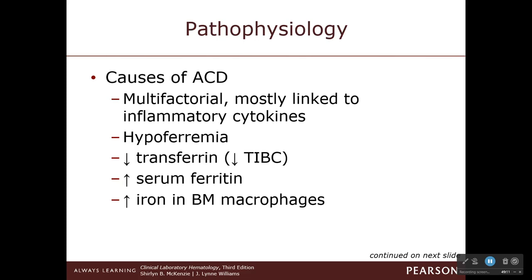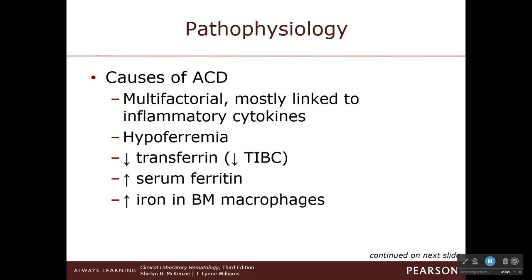So causes of ACD are multifactorial, mostly linked to inflammatory cytokines. You remember those acute, what do we call them? Acute phase reactants. We were talking about the other day. I made you the little protein electrophoresis chart. We talked about the alpha 1, alpha 2, betas, and the gammas. Alpha 1, alpha 2, and beta are really your acute phase reactants. And so that causes a lot of problems with some of the things that happen in our blood.